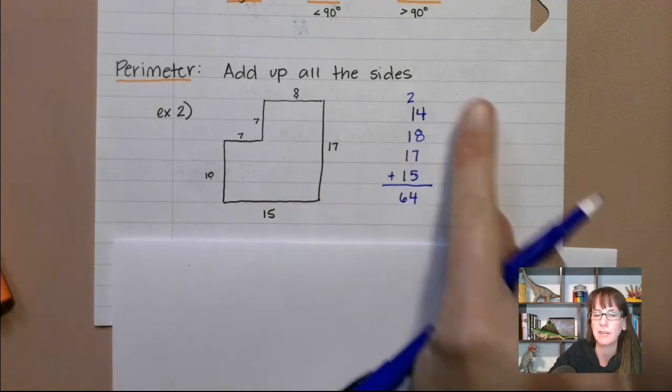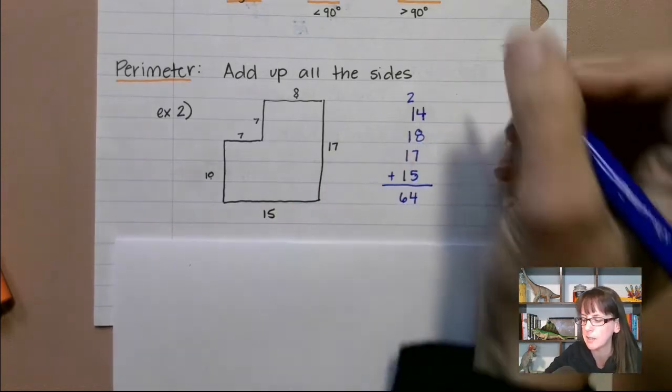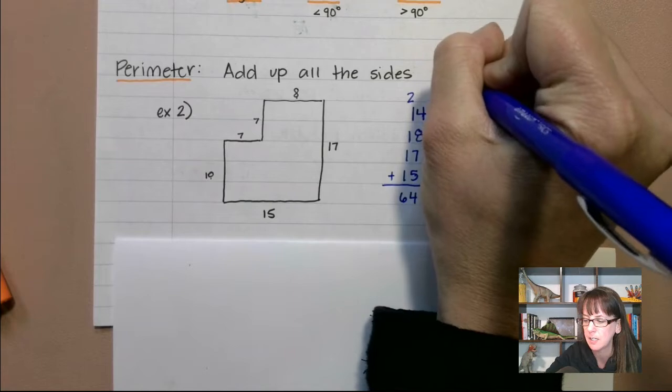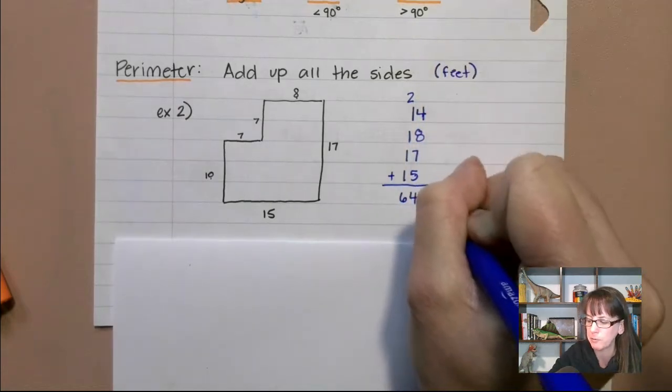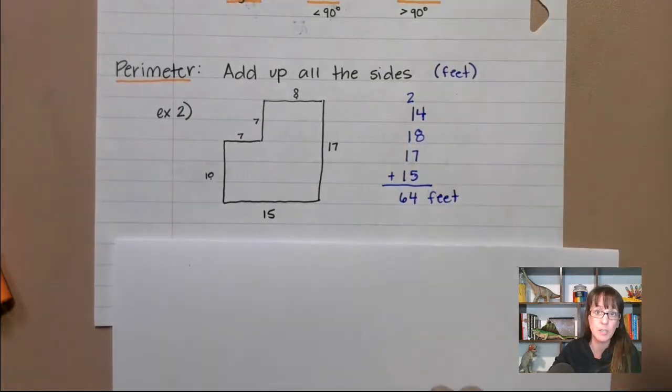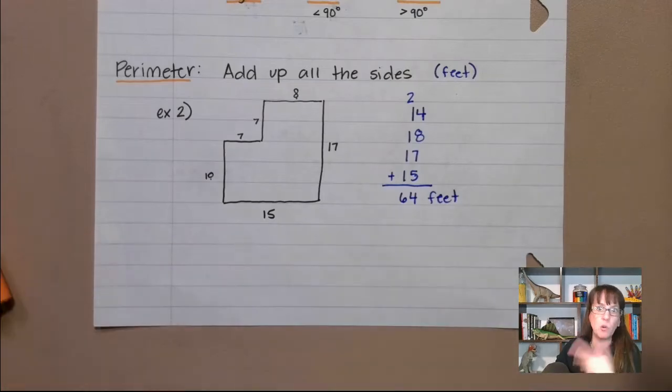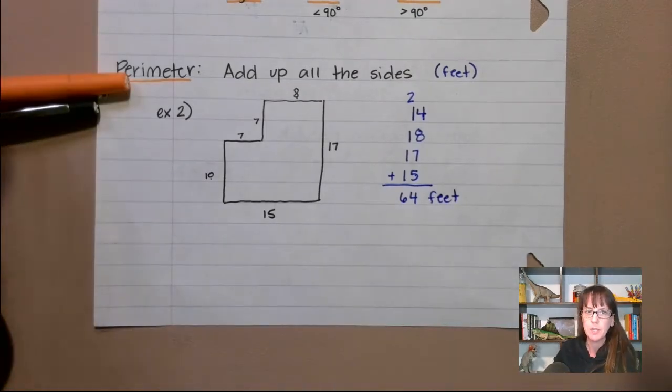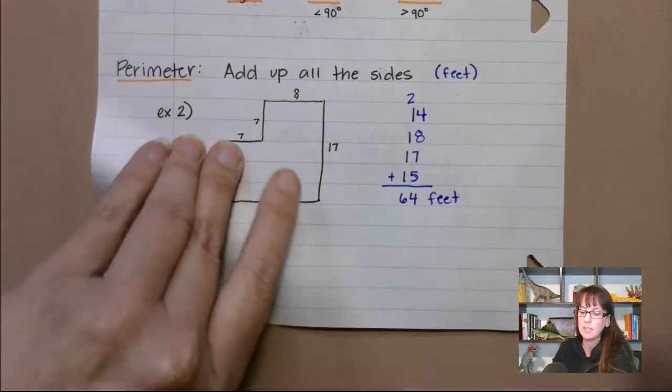Let's say I didn't give you a unit on these, but let's say it is in feet. For perimeter, you would want to say 64 feet. You always want to throw a unit on the end. If there isn't one, you can just write the word unit, 64 units. Okay, so that's helpful for your notebook.